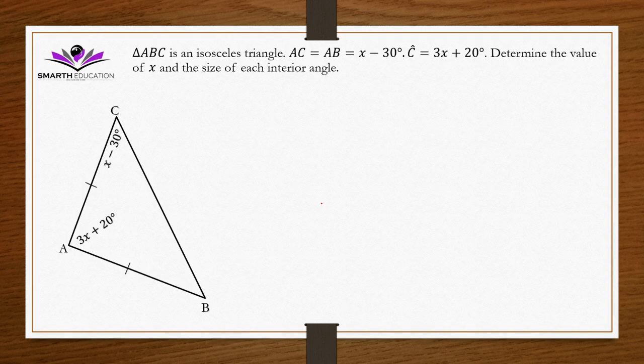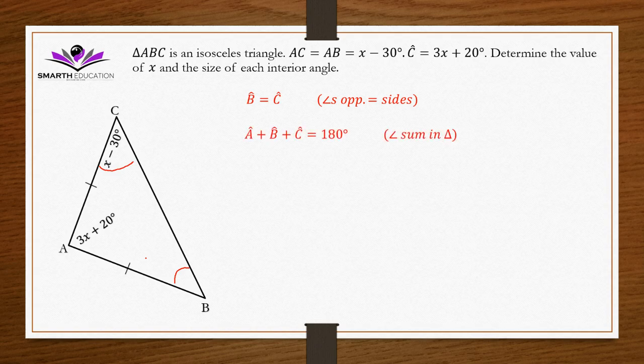Right, what type of triangle is this? This is an isosceles triangle. We're given that AC is equal to AB. So these two angles are equal, because these are angles opposite equal sides. So it means angle B is also x minus 30 degrees. Angle B is equal to angle C because they are opposite equal sides.